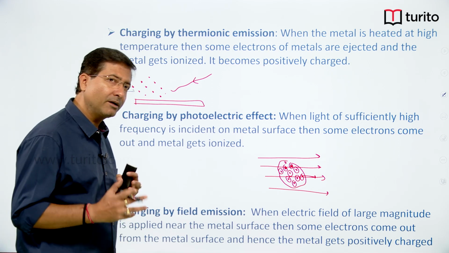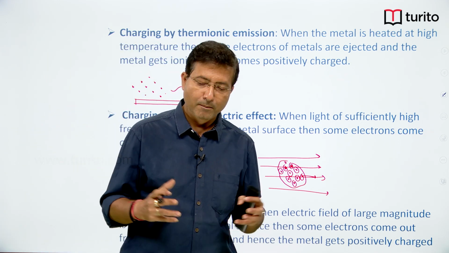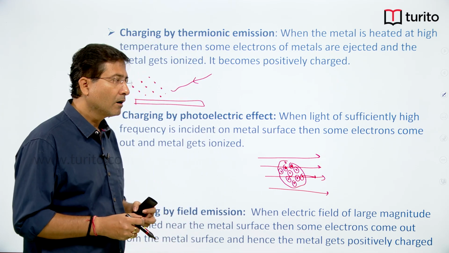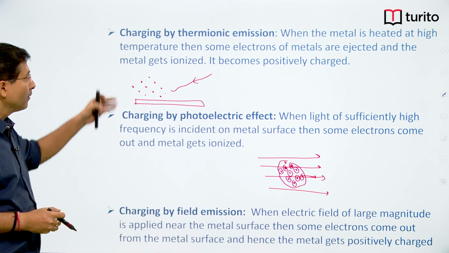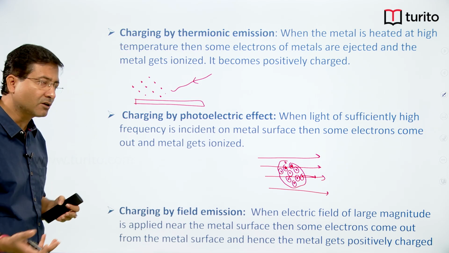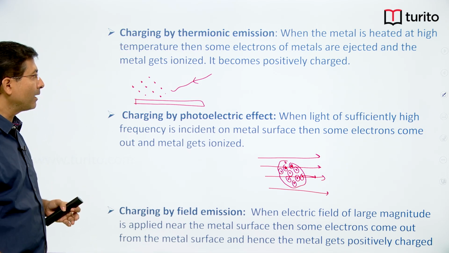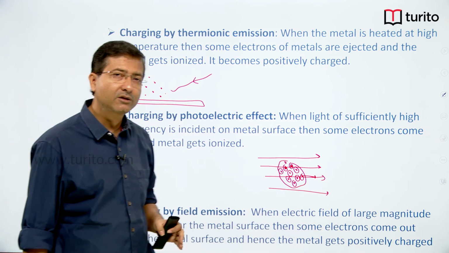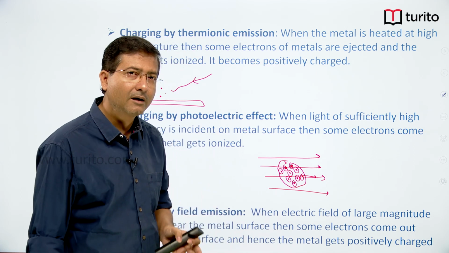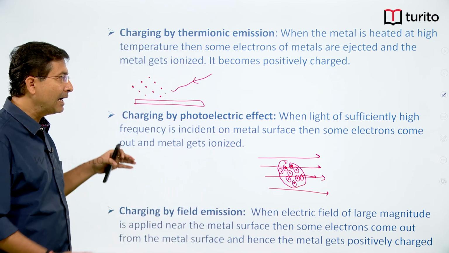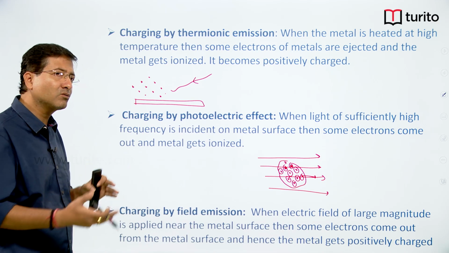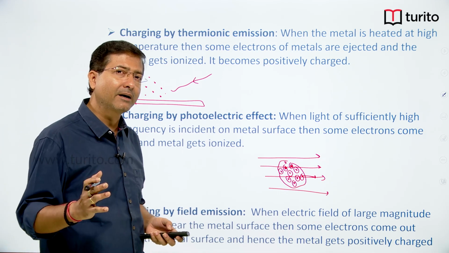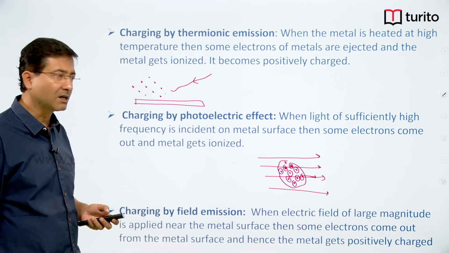So by rubbing we can charge the body, by touching we can charge the body, by thermionic emission we can charge the body, by the photoelectric effect we can charge the body, and by field emission we can charge the body. So these are the ways by which we can charge a body, and how to charge by induction we will see later, but for the time being you can keep that in mind. By induction we can also charge the body, right.